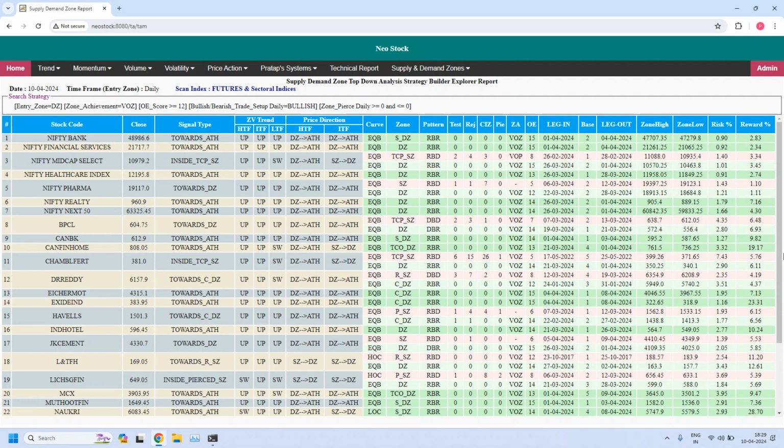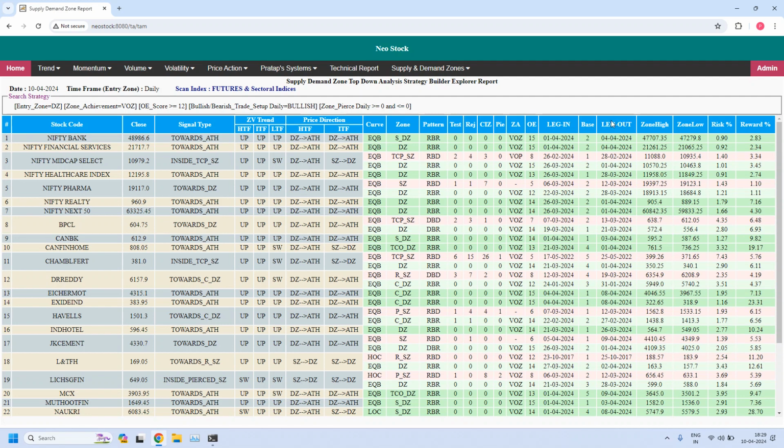So what you need to do, just pause the video and then you can study all these parameters. If required, you can also draw some of your favorite stock zones in the charts by taking the information from columns leg in, base and leg out. It will be helpful to you to identify the zones in our trading view charts.